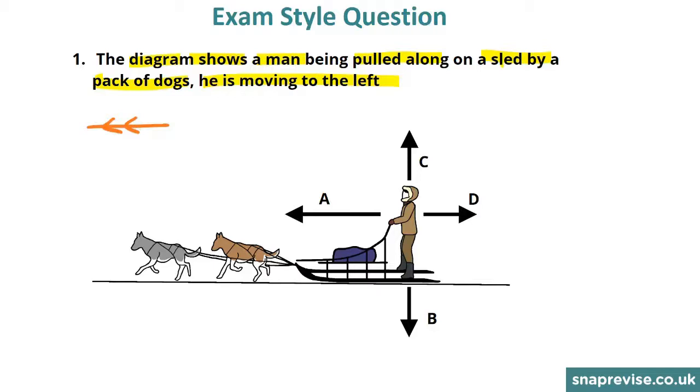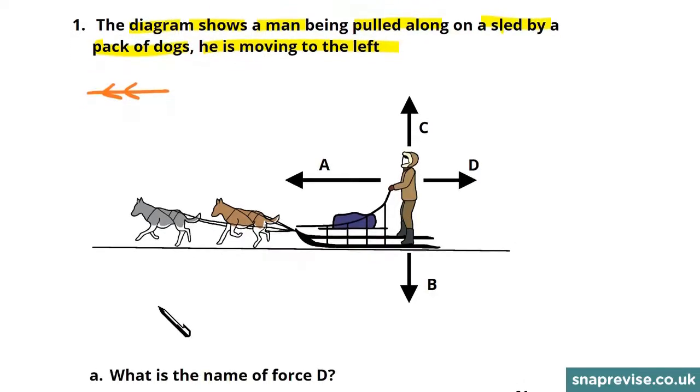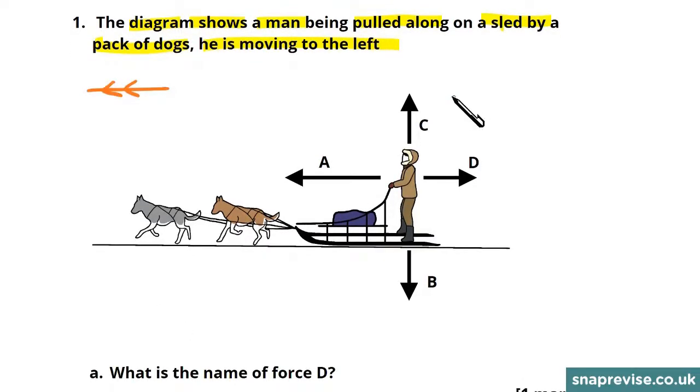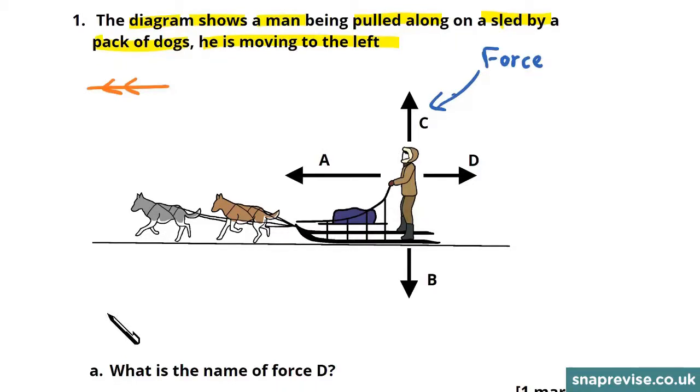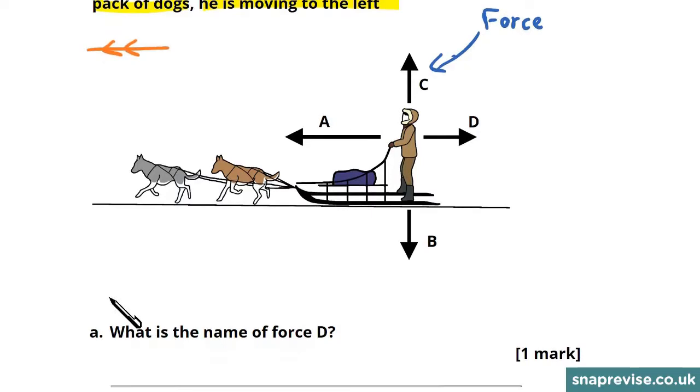Now there are 4 arrows on the diagram and each of these arrows represents a force. And remember, we know that we can represent forces with arrows because forces are vector quantities. So our first question is, what is the name of force D?